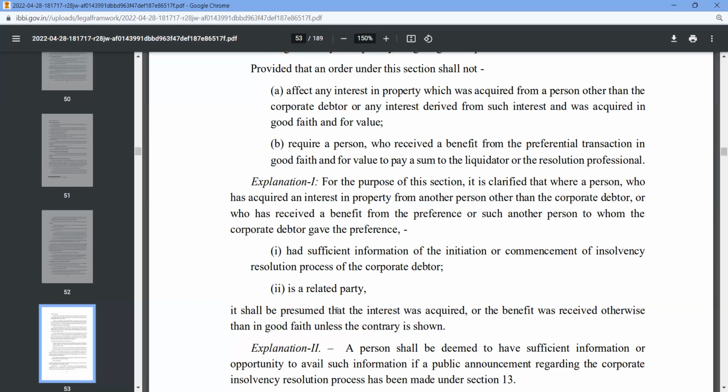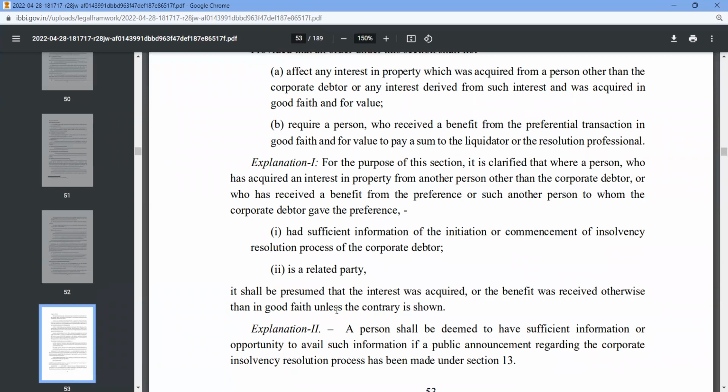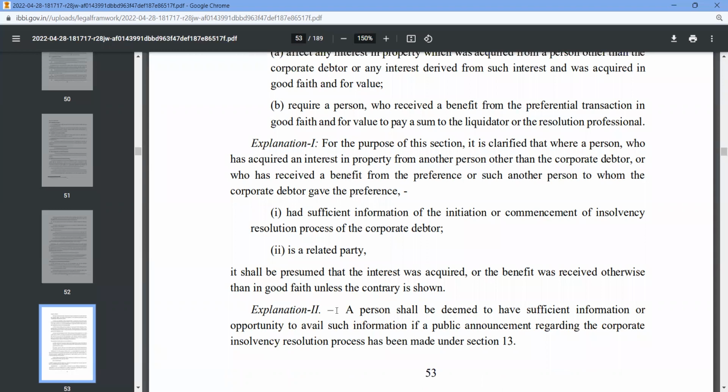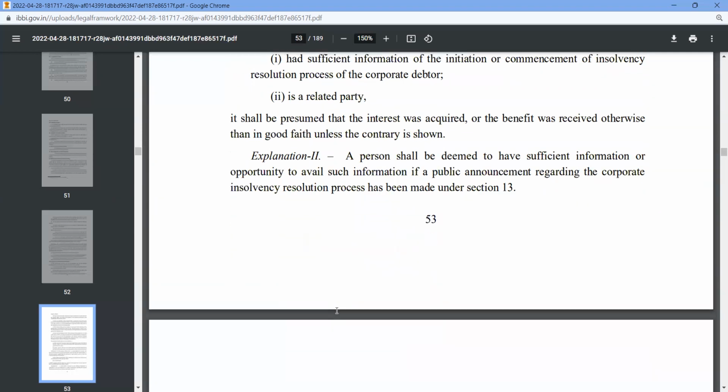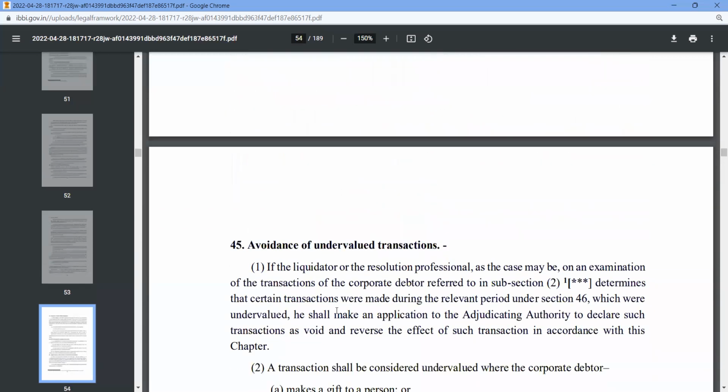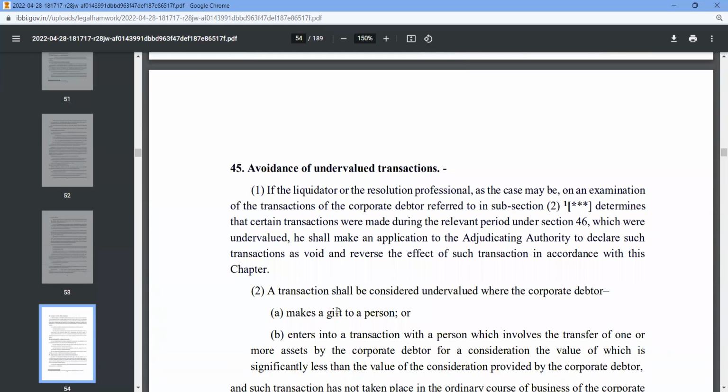Even if you raise the plea that you acquired it in good faith and for value, even that plea will not work, because you had sufficient information of the initiation or commencement of the insolvency resolution process. And in case of a related party, the presumption is always there, unless it is rebutted. So this was regarding 43 and 44.